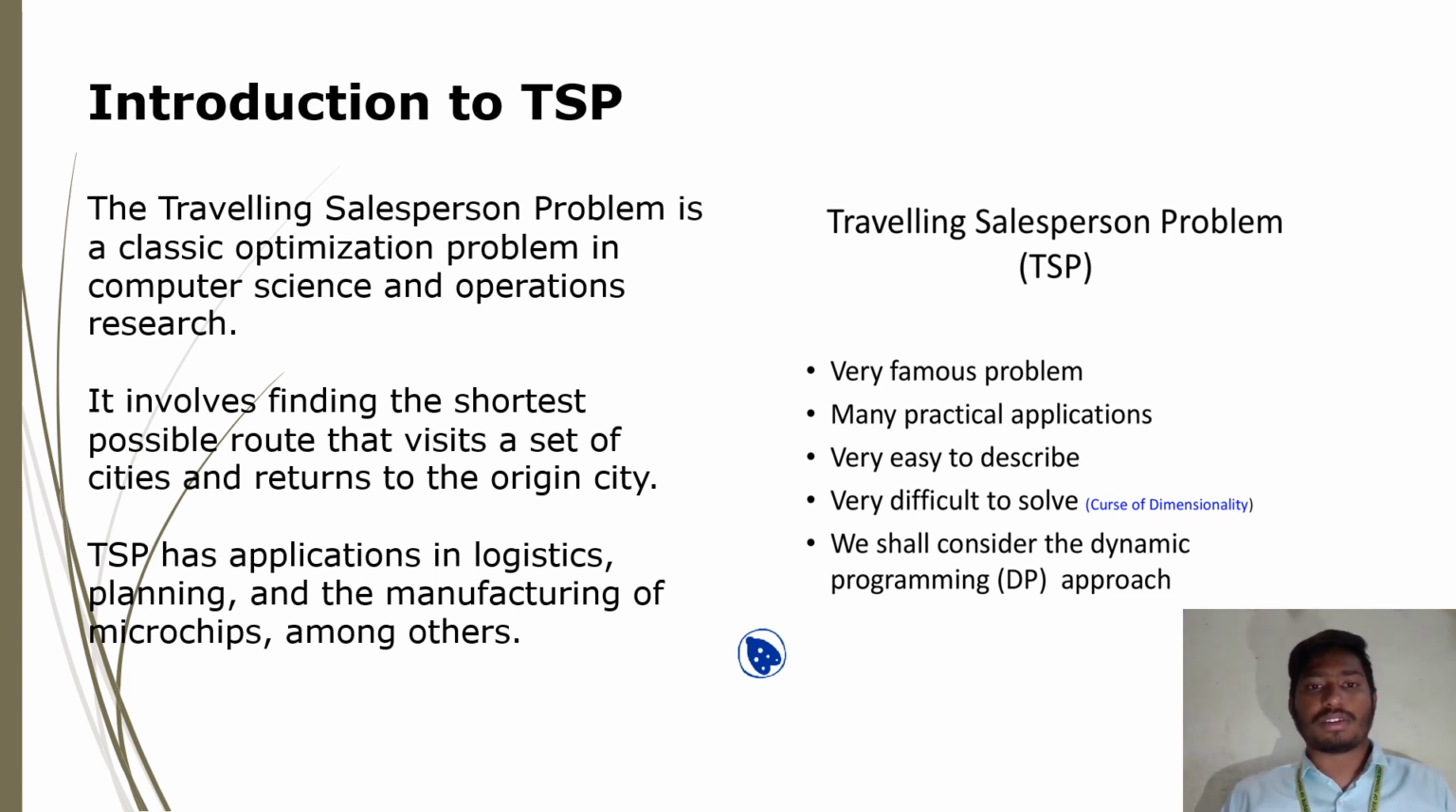The traveling salesperson problem is a classification optimization problem in computer science and operations research. It involves finding the shortest possible route that visits a set of cities and returns to the origin city. Traveling salesperson has applications in logistics, planning and the manufacturing of microchips, among others.